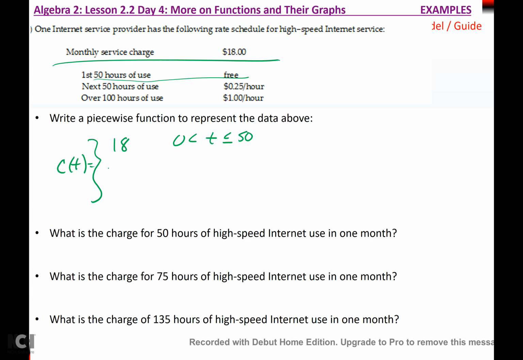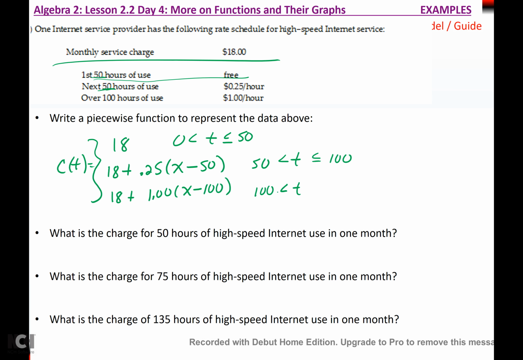Then after that, it's going to be the 18 plus 25 cents for every hour over 50. That would be as long as my time stays between 50 and 100, because the first 50 are free, and the next 50 would put me up to 100. After that, it's going to be 18 plus $1 for every hour over 100. And that would be for my time that's between 100 and on.